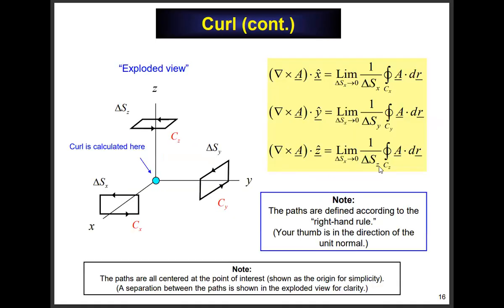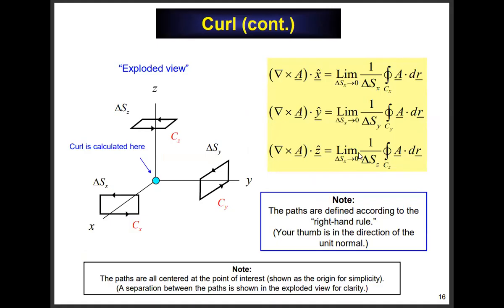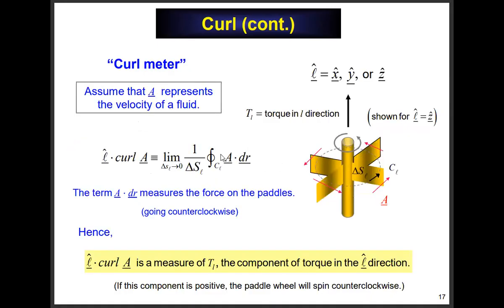So let me take a circular path now. It's the same formula as this right here, except instead of using a rectangular path, I'm going to use a circular path. I'm measuring the curl right here at the center of the paddle wheel. So I've got the circular path. That's the formula. Now, let's think about it for a second. Remember, A is the velocity of the water. Now, what the heck does this mean?